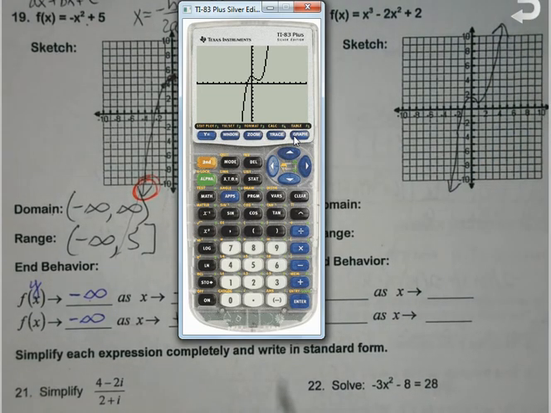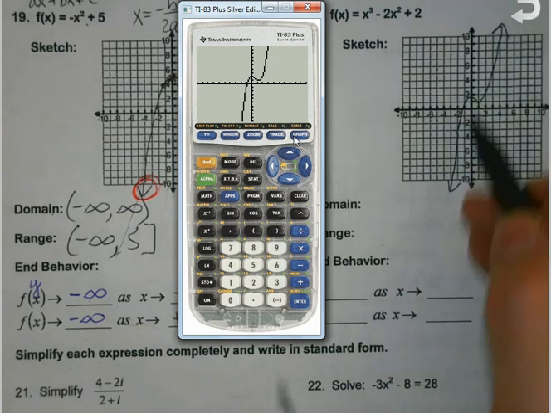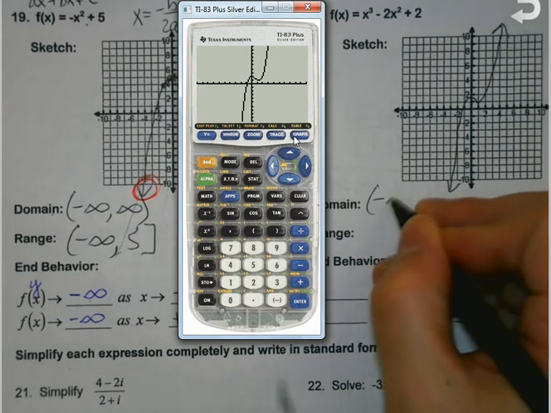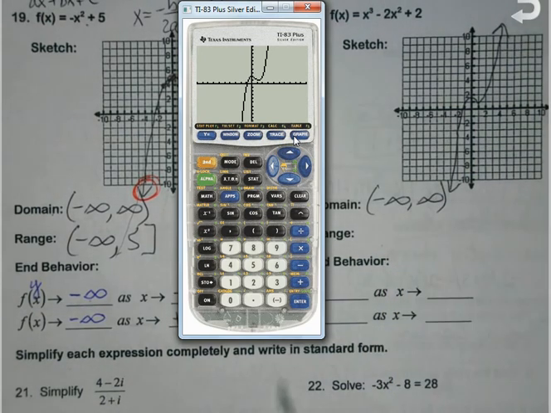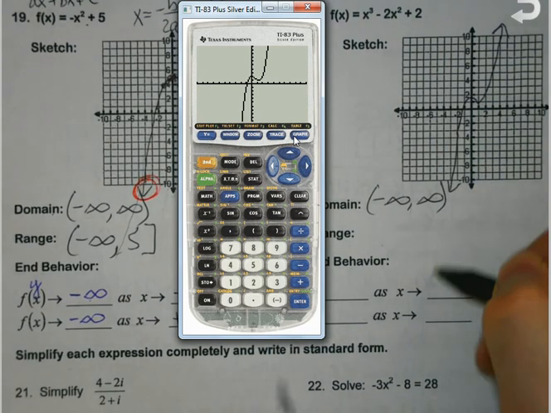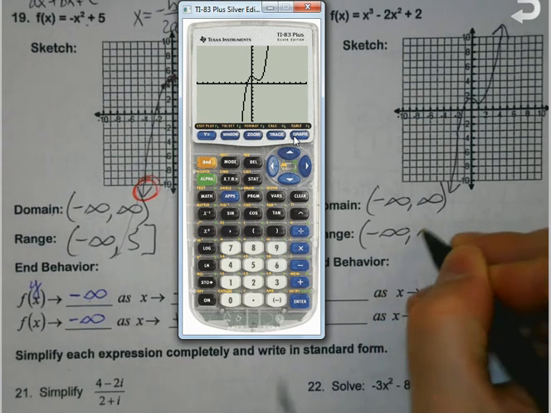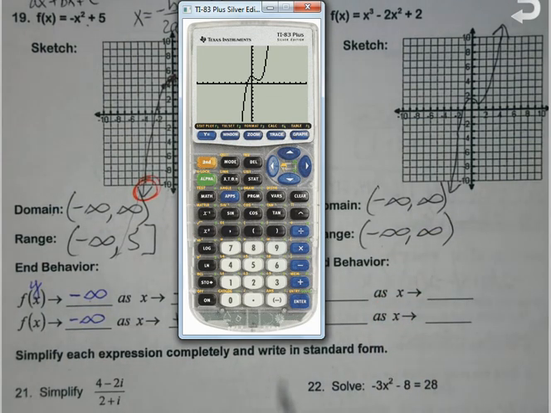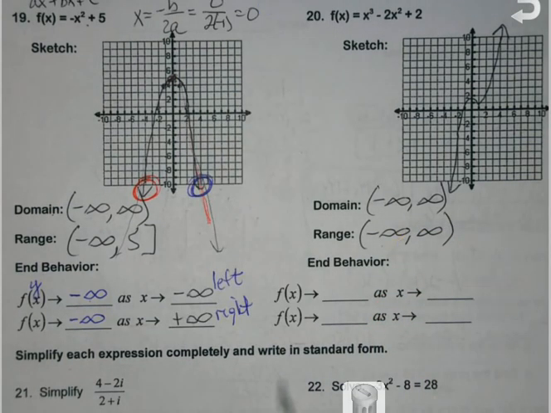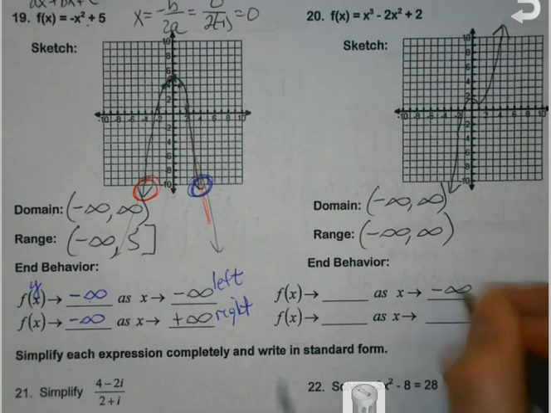I'm looking for domain and range with this. Well, it keeps going forever to the right, forever to the left, just like my first one did. But my range also goes forever down, forever up. And since I'm only using the picture to help me out with the end behavior, it doesn't matter as much as it does with a parabola. So I have to have some flexibility. End behavior, and we're going to nail this time.